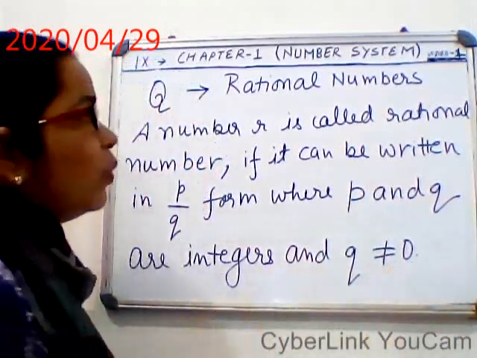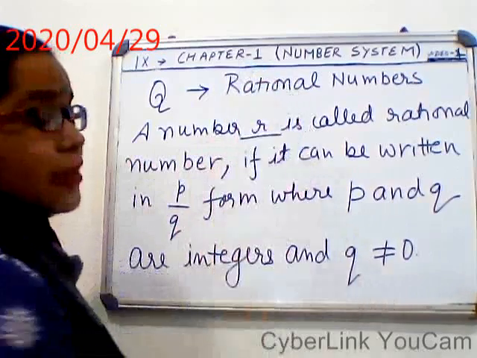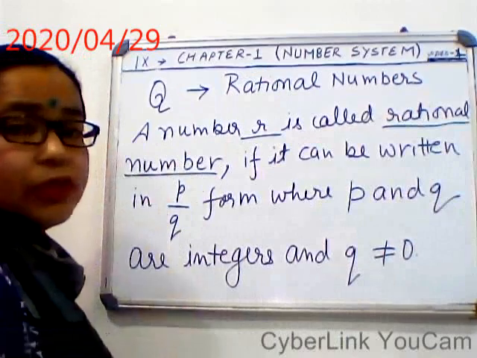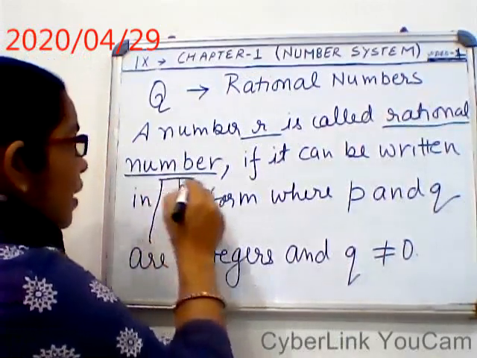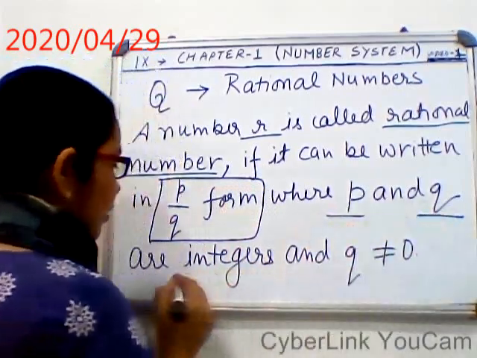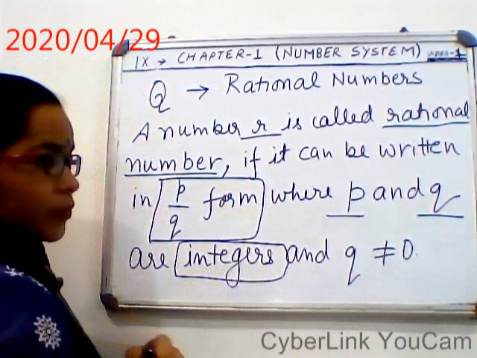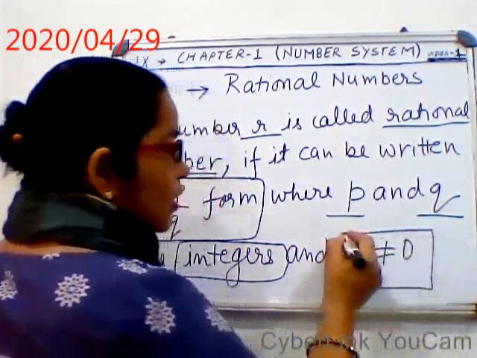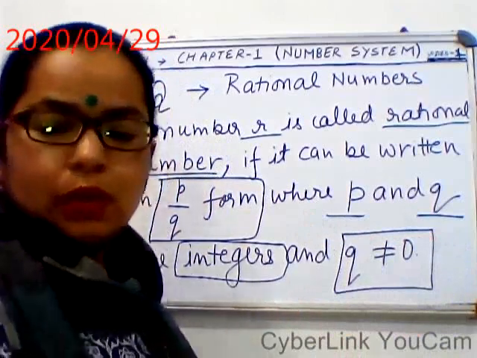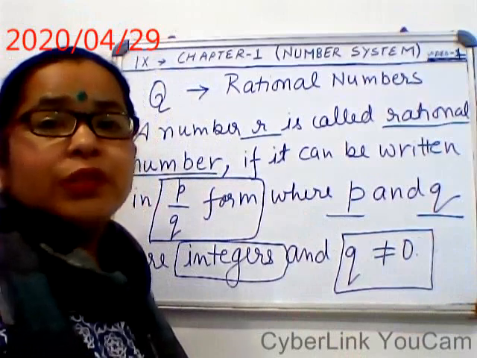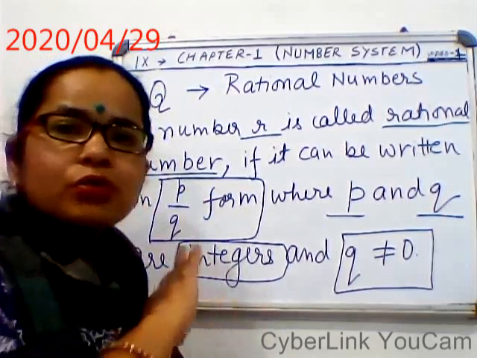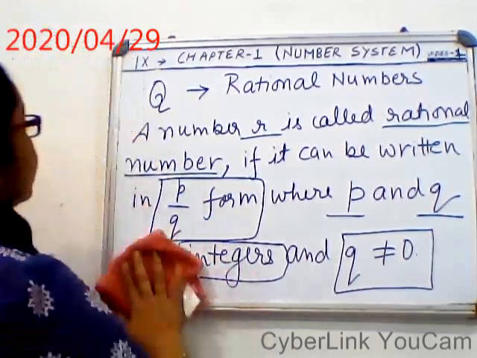So let me underline the main points. Any number, let us say the number name is R, will be rational if it is of P by Q form, and P and Q are integers, and the third condition is Q must be non-zero. It should not take the value 0, because when the denominator is 0, the number is not defined, because we cannot divide by 0. Division by 0 is not possible. There is no answer for it.